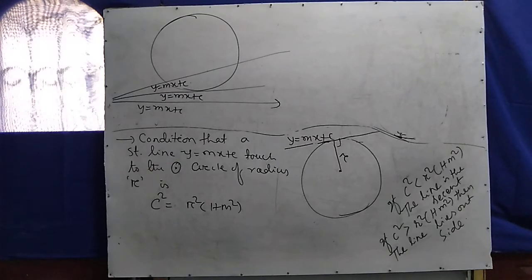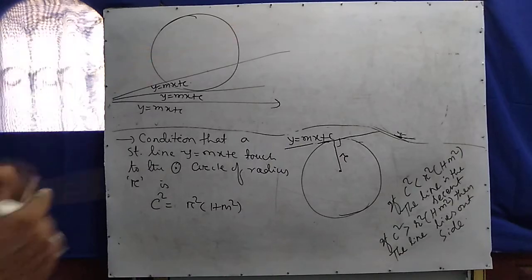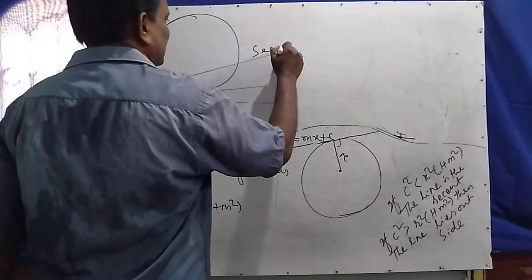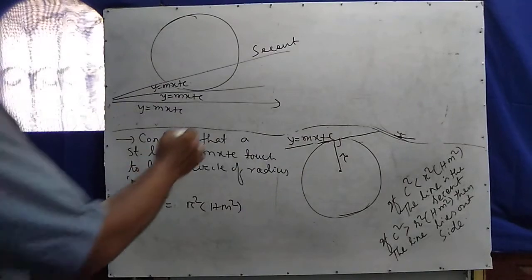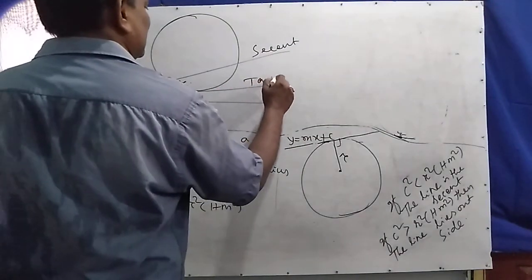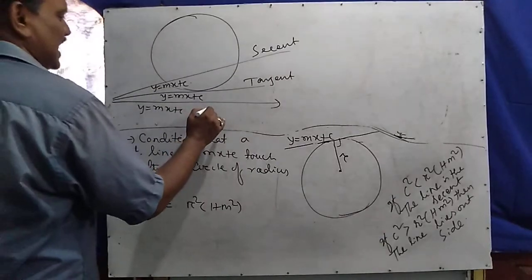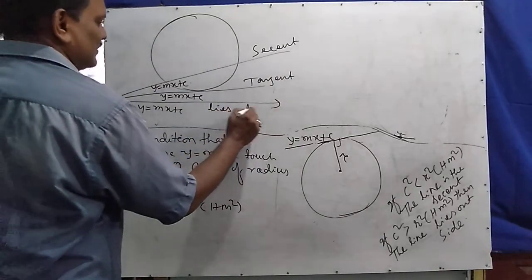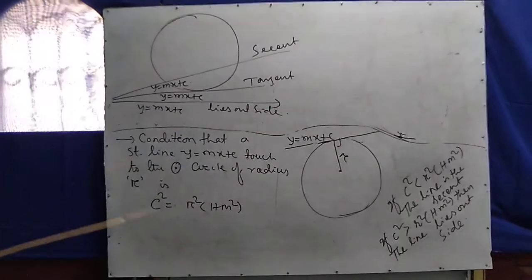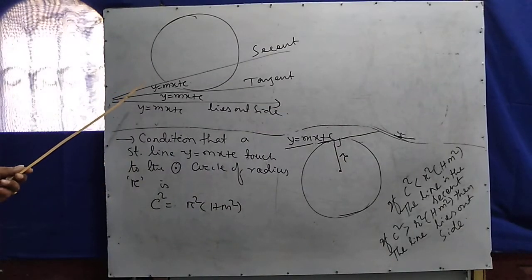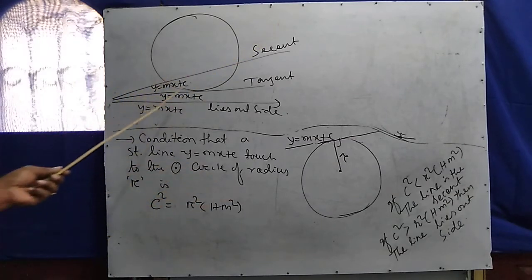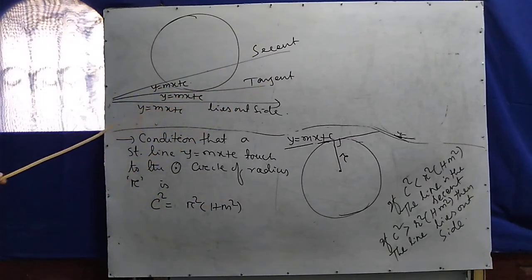But I have represented 3 lines here. One intersects the circle, that is, it is secant to the circle. And this line is also secant to the circle. And this is the tangent to the circle. And this lies outside the circle. So at what condition is a line y equal to mx plus c secant to the circle? At what condition is it tangent to the circle? At what condition does the line lie outside the circle?